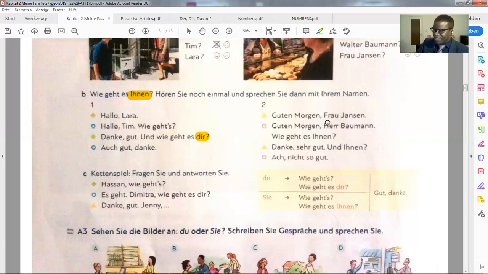Maybe there's John here. Hello, John. You get dir, because I know John. I'm going to use dir. Okay. If Maria turns to another person she's meeting for the first time, whose name is Jansen, for instance, she's going to say, okay, Guten Tag or Guten Morgen, Herr Jansen, wie geht es Ihnen? Just that. So here we are just trying to learn about dir and Ihnen, formal, informal, take note of that. Now let's check here.